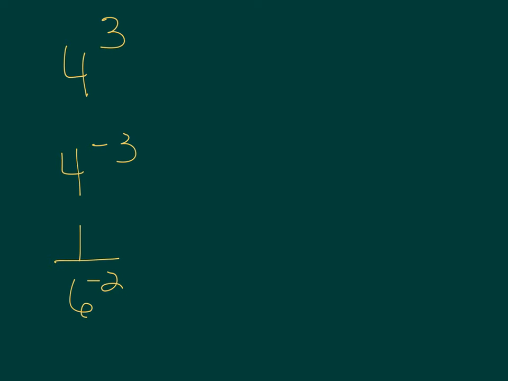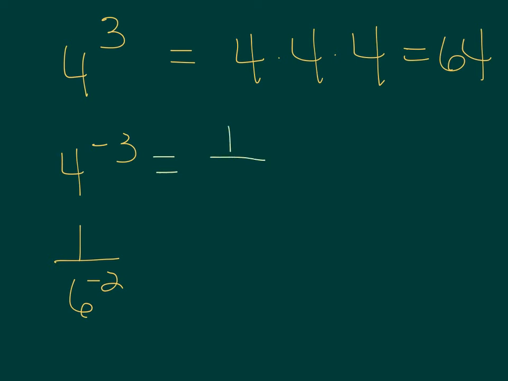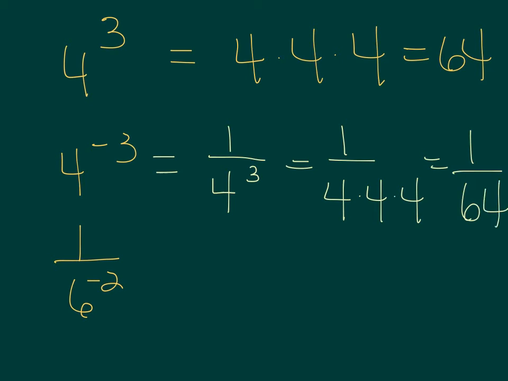Okay, I tried to use some of the same numbers and some different numbers just to kind of show you what's going on. So 4 to the third, this is what you should have done. 4 times 4 times 4. That's 64. Then we have 4 to the negative third. So we need to remember that means make this a fraction. So it's 1 over 4 to the third, which is 1 over 4 times 4 times 4, which is 1 over 64.